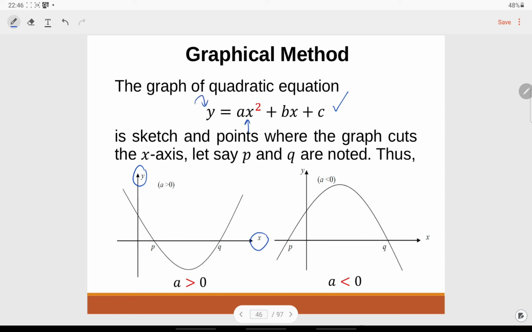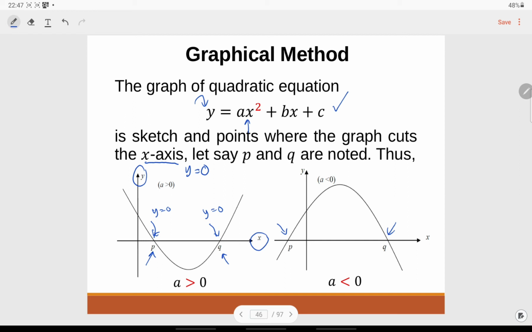The graph of the quadratic equation is sketched and we mark the points where the graph cuts the x-axis. Cuts the x-axis means we want to find the value of x when y equals 0. Cut at the x-axis means when the value of y equals 0. So we get these two values p and q when the value for y equals 0.